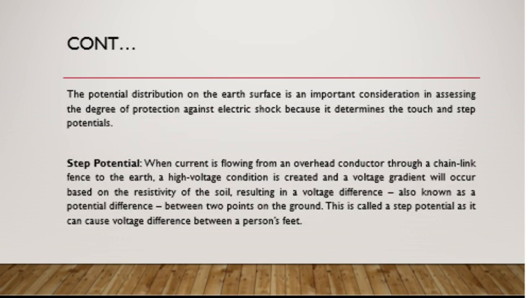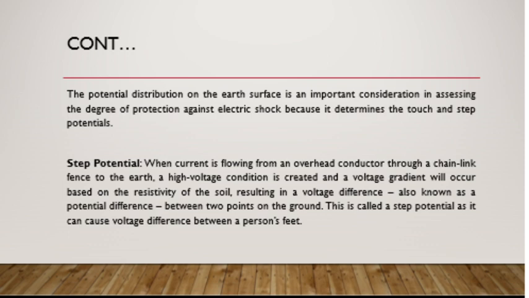Moving ahead, as we have already mentioned the two terms, touch potential and step potential, we have to discuss them here. The potential difference on an earth surface is an important consideration in assessing the degree of protection against electric shock, because we always want to know how the potential is distributed. That potential distribution will give us the value of soil resistivity and the configuration of the earth electrode. So if we have this data, we can say how much degree of protection we can give against a certain amount of electrical shock. It will determine two very important terms: the touch potential and step potential.